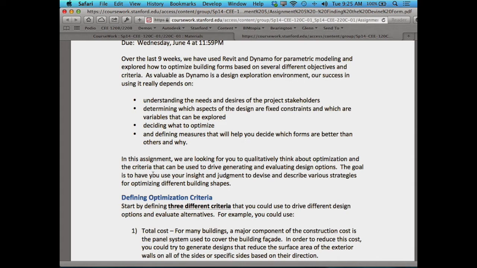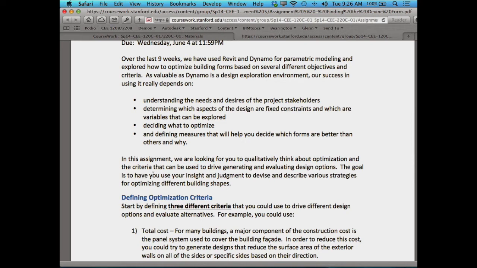And the idea is that at some level, it's all about thinking about different criteria. In any project, it always comes down to understanding what the needs and desires of the stakeholders are, figuring out which things are fixed, which things are variable, and typically we can choose which ones we want to hold fixed and which ones we want to explore as variables, figuring out what it is we want to optimize, and then ultimately we have to define measures. That's always the hard part. It's how do you measure these things, and ultimately how do you compare these things? And that's where the real artistry comes in.